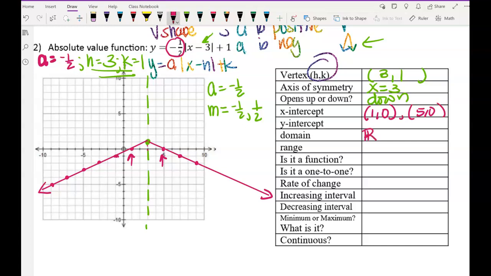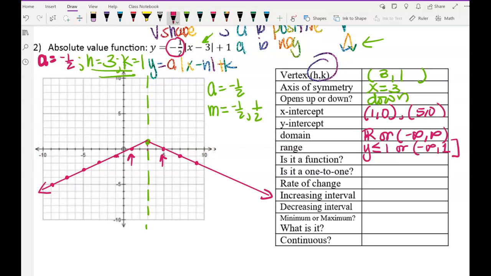The domain, students, is all real numbers, or from negative infinity to infinity. The range looks like it's going downward, but the largest y value you do have is 1. So y is less than or equal to 1. Or interval notation is negative infinity to 1, and then a bracket because it is inclusive.